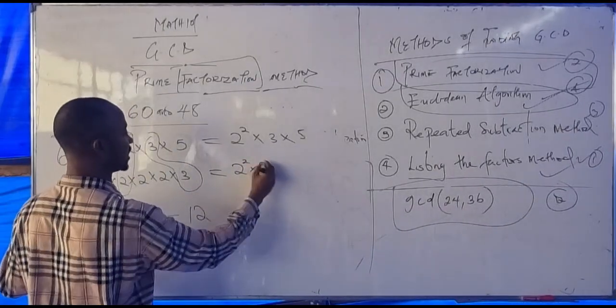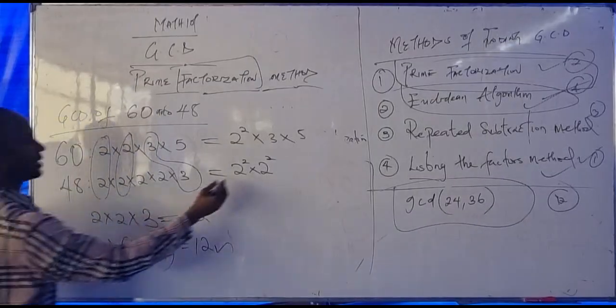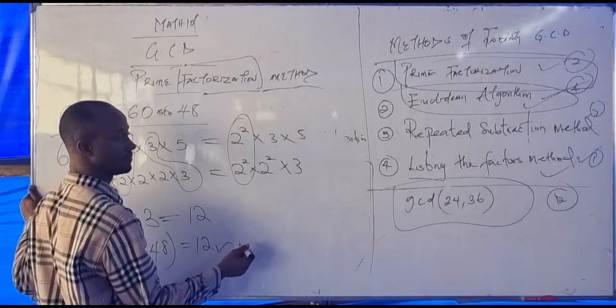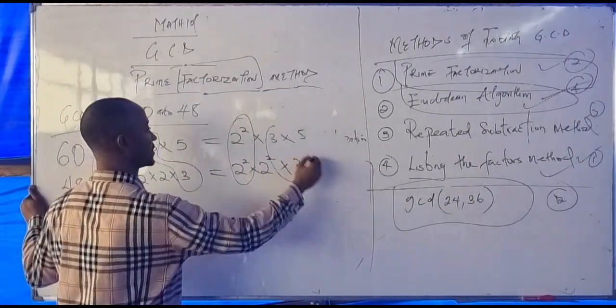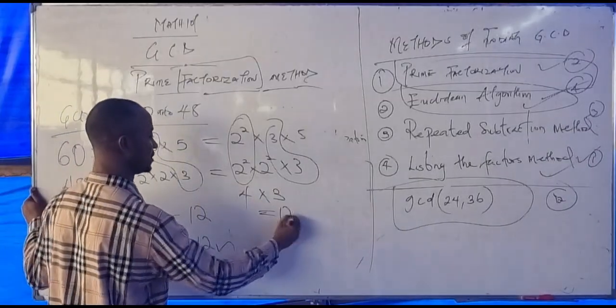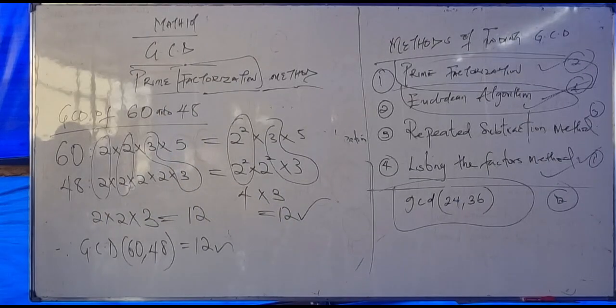3 raised to power 2 times what? 2 raised to power what? 2, right? Times 3. Is that not? So what do you have here? And what again? 3. You give us 4, Abi? 4 times what? 3 equals what? 12. Okay, what's the next one?